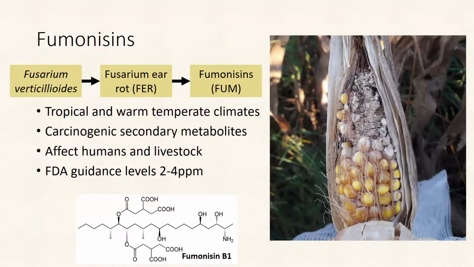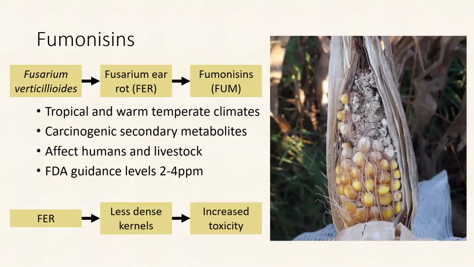And so here you can see an ear rot, and these white streaks on the kernels are signs of the fungal pathogen. Fumonisin B1 is the most common and toxic form of fumonisins. And so the paradigm that we're working under today is the idea that Fusarium ear rot colonizes the kernels and causes the kernels it colonizes to be less dense. And if you decrease density, we think that will be linked to an increase in toxicity.